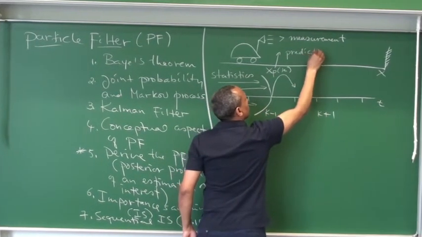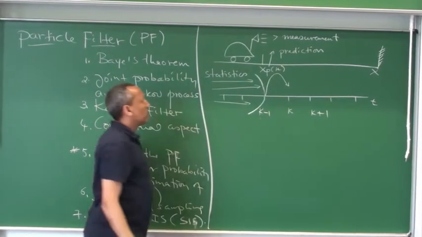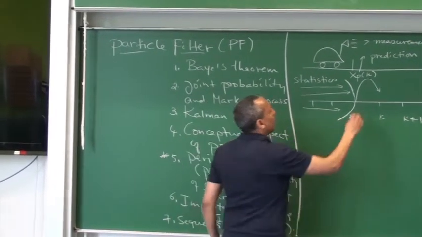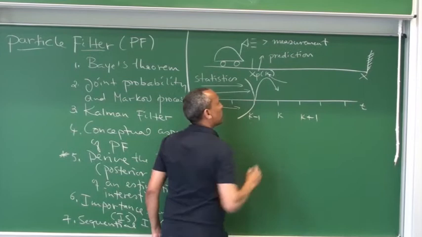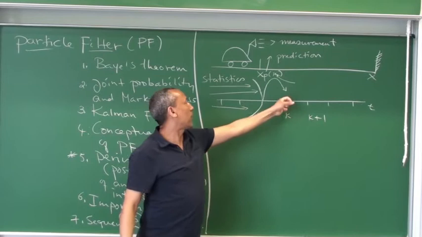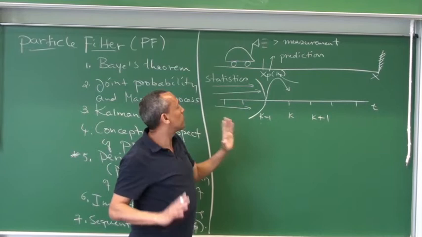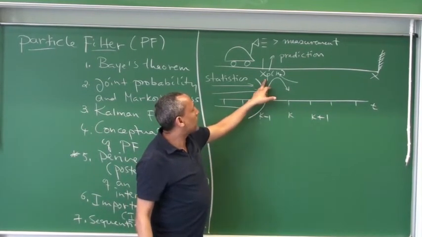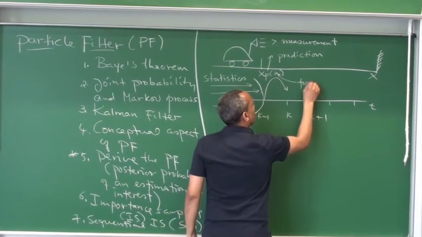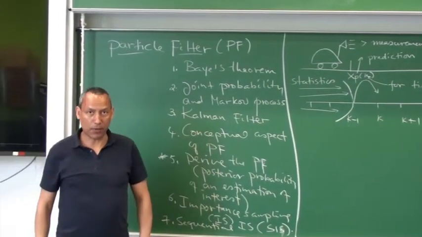Okay, x is the position of the robot along this axis, and k here refers to the prediction being made for time k. Based on whatever knowledge we have up to this point, we assume that the robot will be at xp at time k. So this prediction is made for time k.